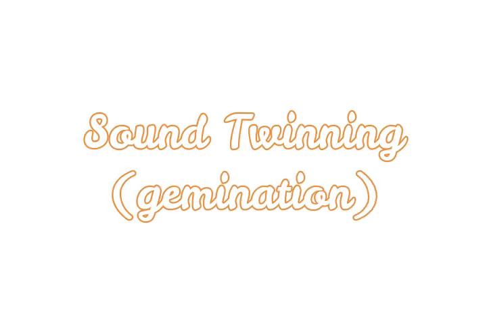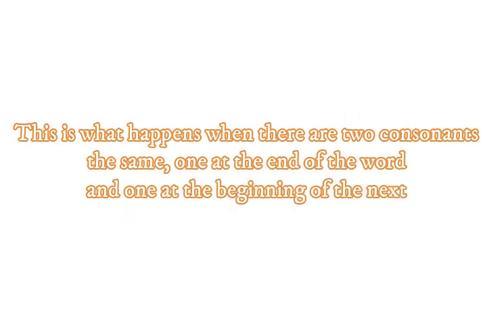So the next part of connected speech we're going to talk about is sound twinning, or gemination. This is what happens when there are two consonants that sound the same, one at the end of the word and one at the beginning of the next. So when this happens, we actually take one out and use the other to replace it. For example, if I say, I'm a bit tired, you can see I remove the last t in bit and I use the t in tired, which is enough for the sentence. So instead of saying I'm a bit tired, we just say I'm a bit tired.